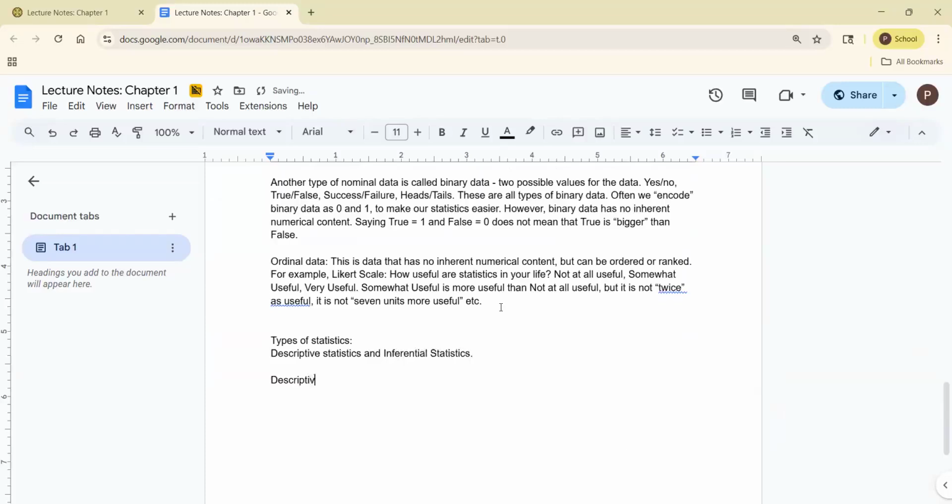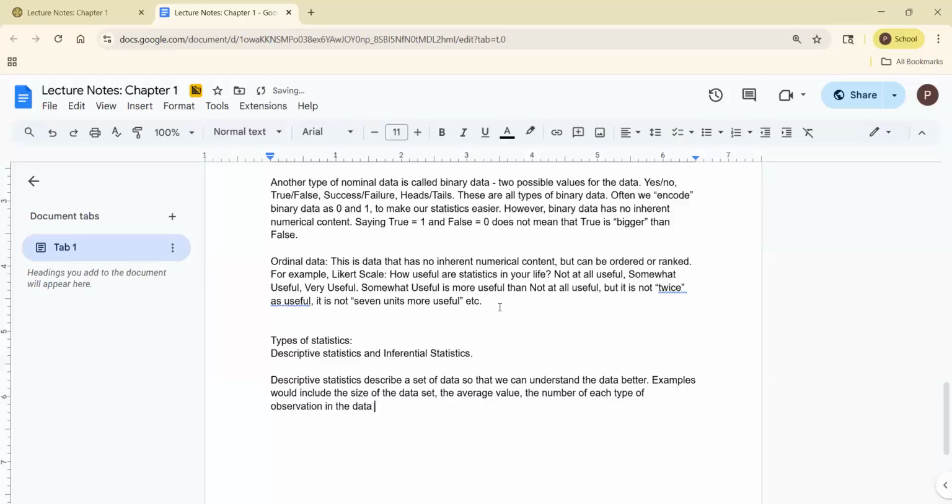So descriptive statistics describe a set of data so that we can understand the data better. Examples would include something as simple as the size of the data set, perhaps the average value of the data set, the number of each type of observation in the data set. For example, 5 blue, 6 green, etc.